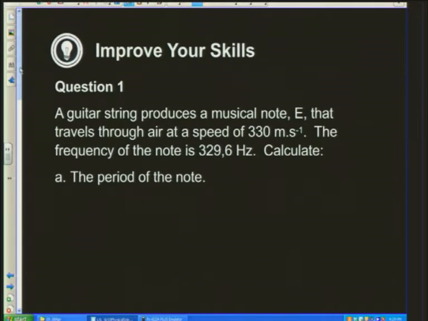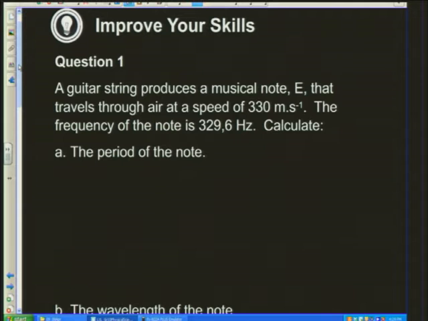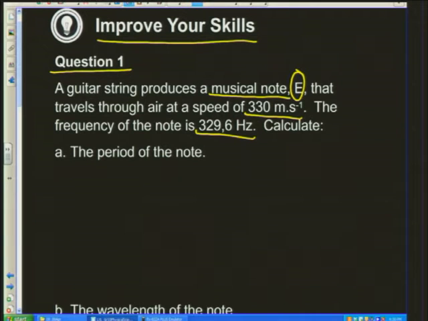Now let's come to our question here. The first question under improve your skills. We'll be learning how to work out solutions to problems based on sound or wave questions. Question number 1. A guitar string produces a musical note, an E note, which travels through air at a speed of 330 meters per second. The frequency of the note is 329.6 hertz. Calculate the period of the note.